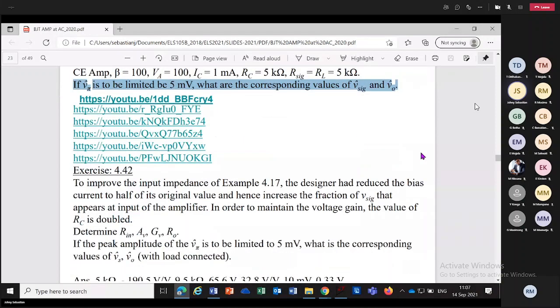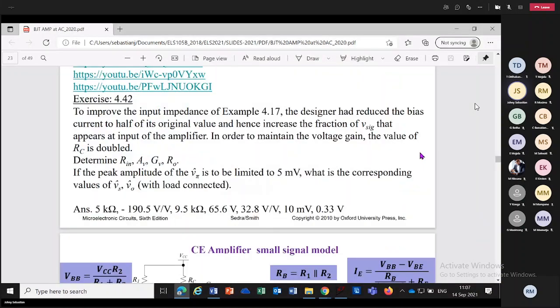Now we are going to the next problem, that is exercise 4.42. This is a slight modification from the previous problem. To improve the input impedance of example 4.17, the designer has reduced the bias current. That means bias current was 1 milliampere. Reduce the bias current to half of its original value. That means we have collector current 0.5 milliampere.